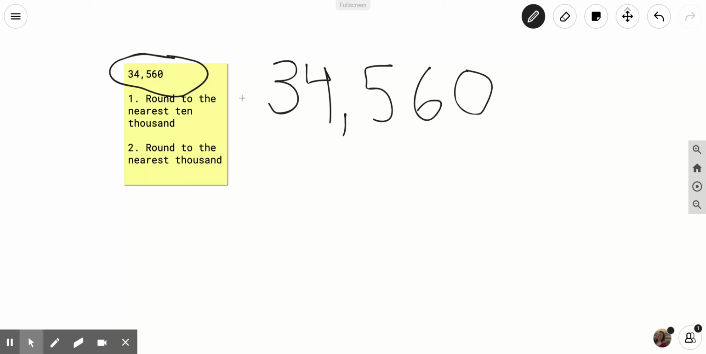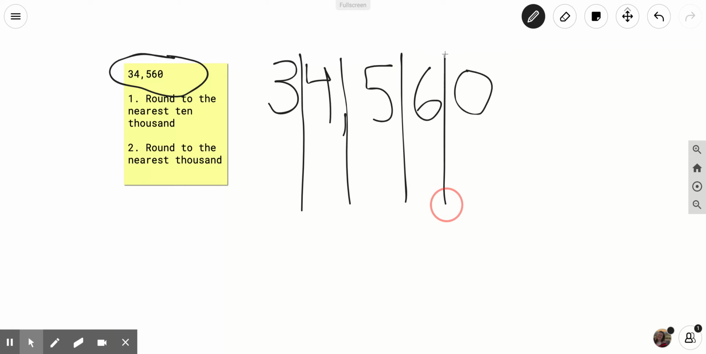So if we're going to round that to the nearest 10,000 first, let's look at what our place values are. So we know this is the ones, this is the tens, this is the 100s, this is the 1,000, and this is the 10,000 place. Ooh, so many zeros in 10,000.